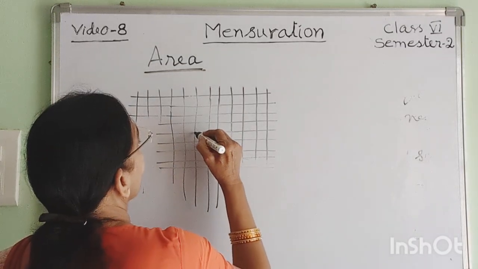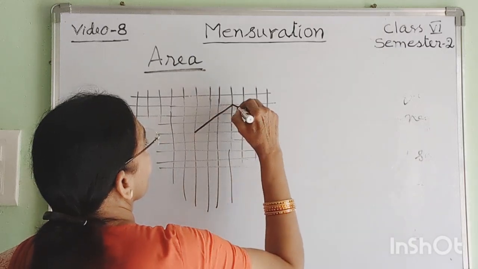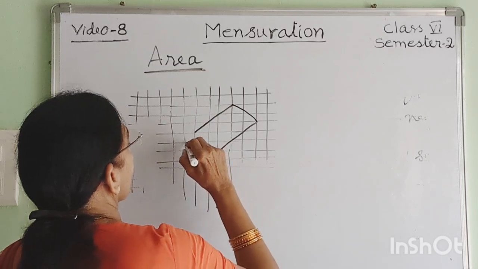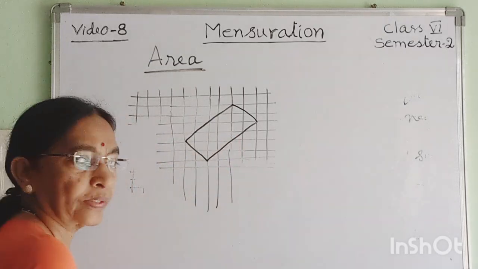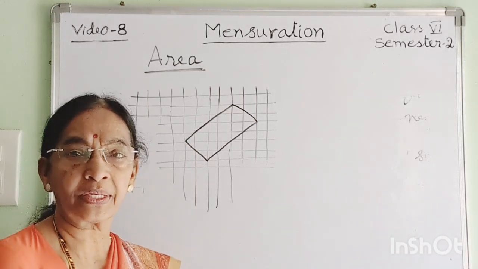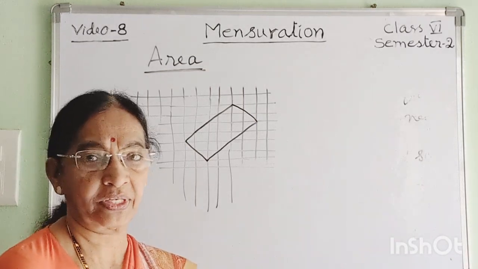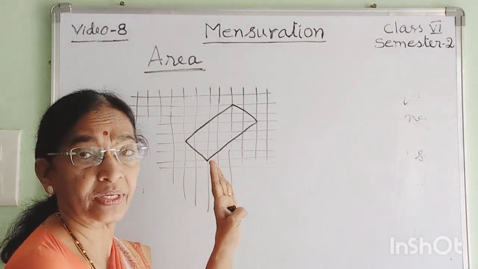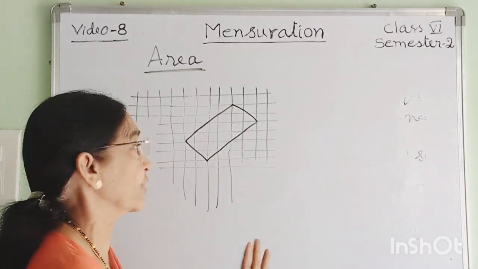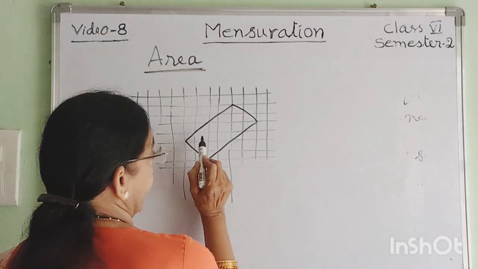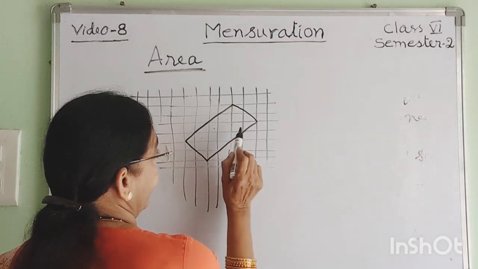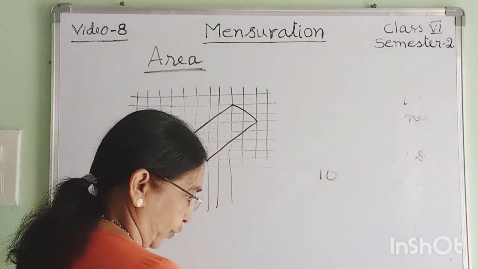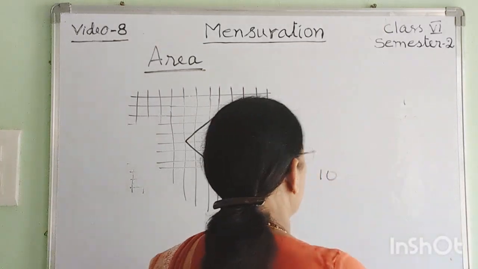See here, the enclosed figure is formed by straight lines. Therefore, it is very easy to count. There are only full squares and half squares. Just count the full squares: 1, 2, 3, 4, 5, 6, 7, 8, 9, 10. So there are 10 full square centimeters.